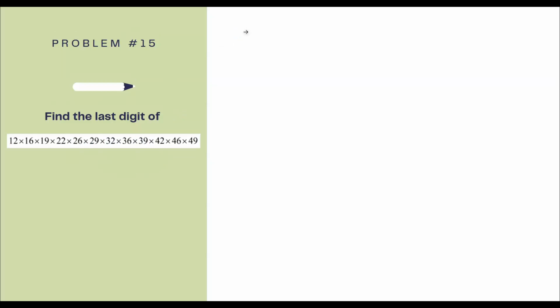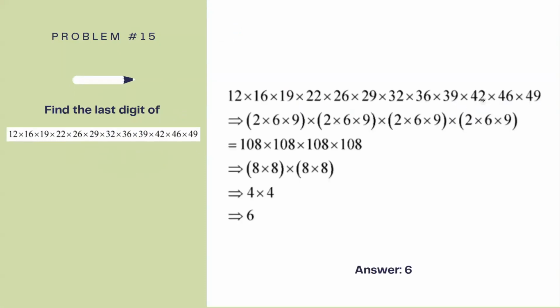So most of you answered 6. There's some who answered 1. Let's see what is the correct answer. For this one, actually, we can rewrite this one up to this one. So we have 2 times 6 times 9, which is equal to this one.